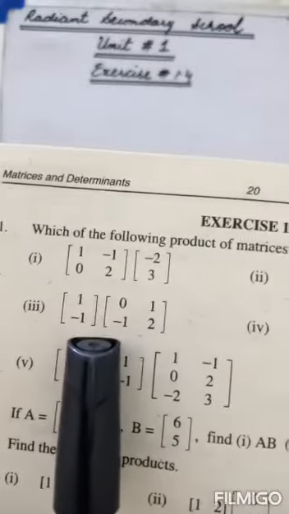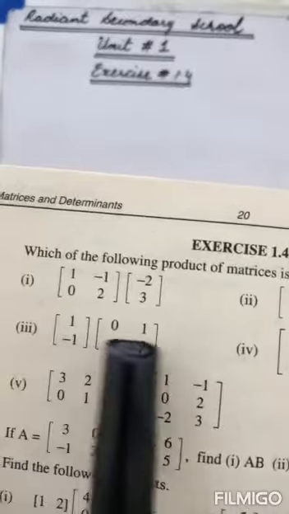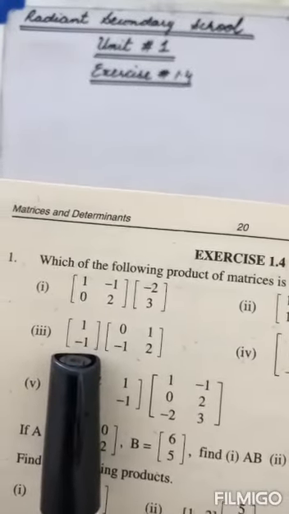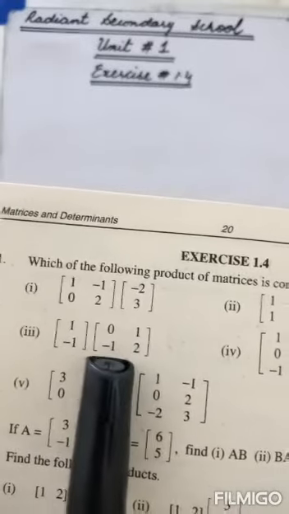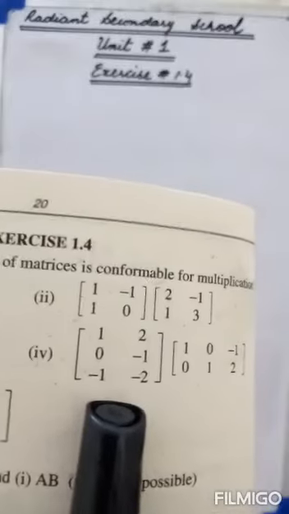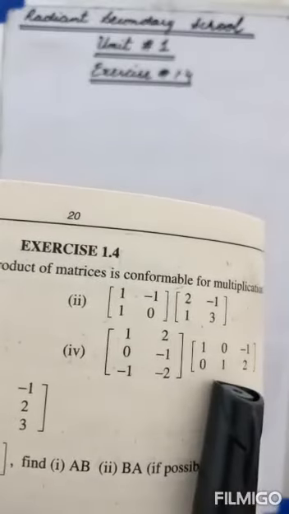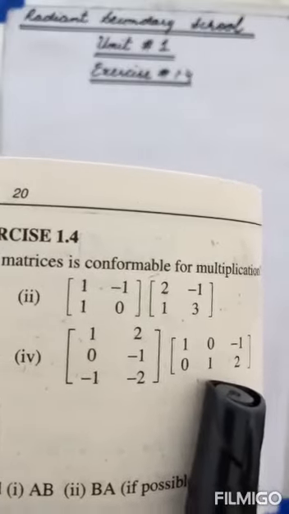Now check part number 3. How many columns are there in the first matrix? 1. And how many rows are there in the second matrix? 2. Now the number of columns of the first matrix is not equal to the number of rows of the second matrix. So the product is not possible. Now part number 4. How many columns are there in the first matrix? 2 columns, and rows are also 2 in the second matrix. So the product is possible.